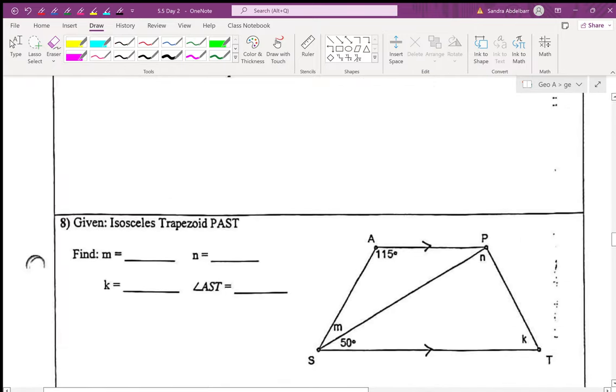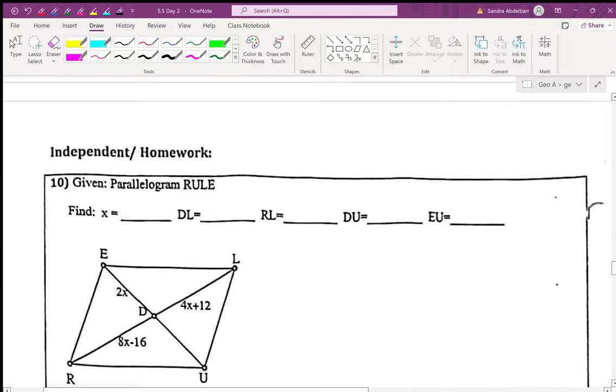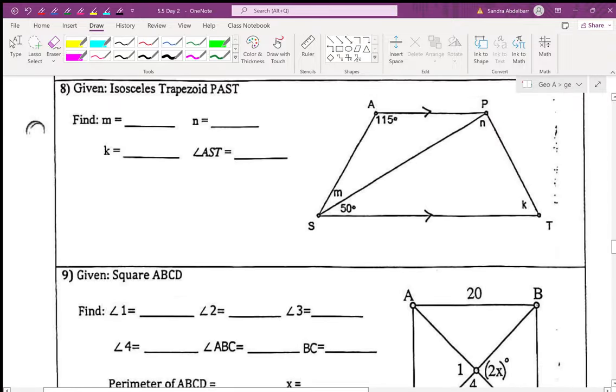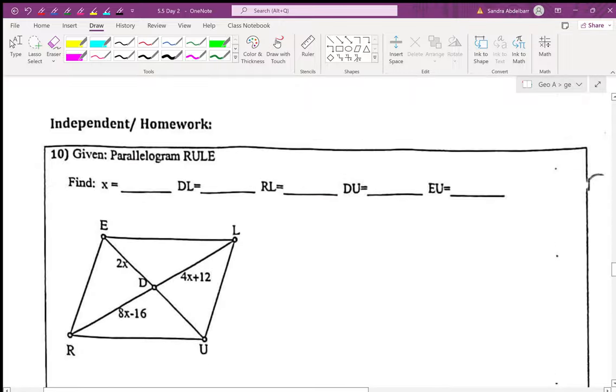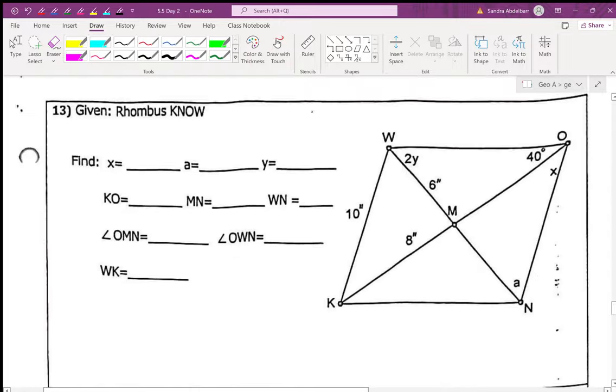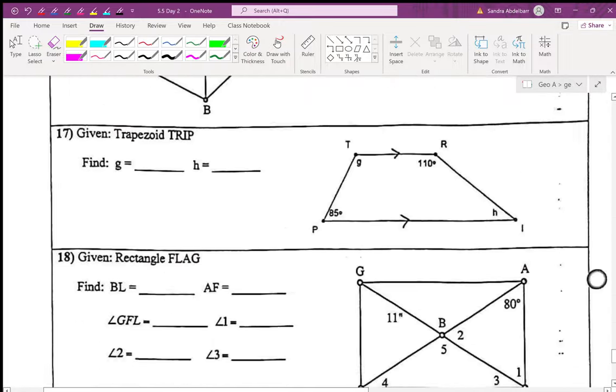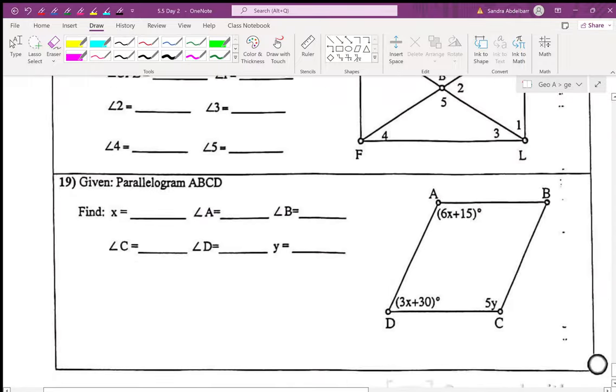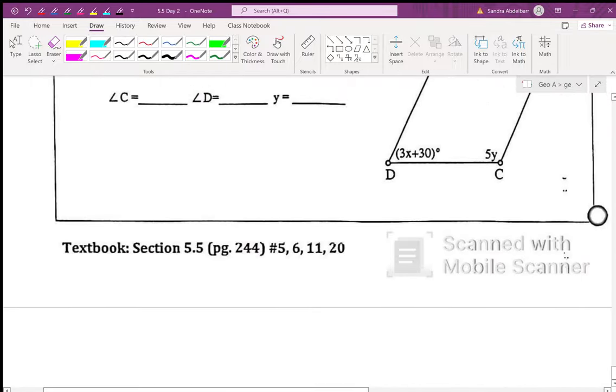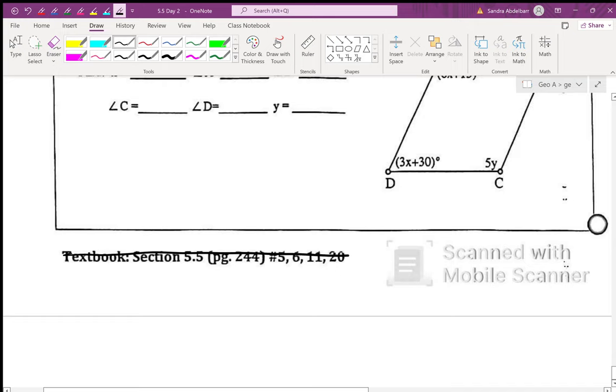All right, this will be the last one we do for today. Your homework starts at number 10 and you finish it through. You don't have to do any textbook pages. You're just starting at number 10 and going straight through.